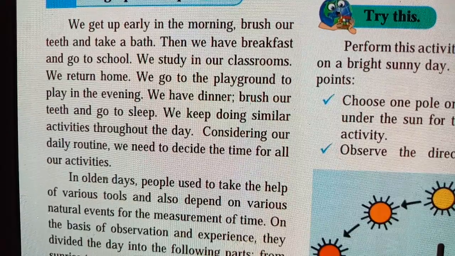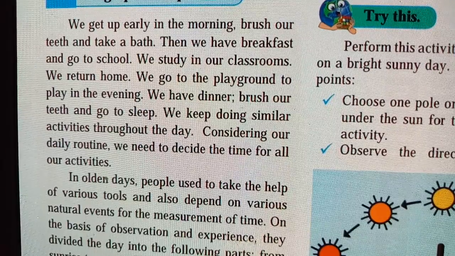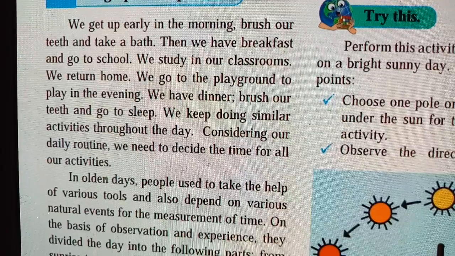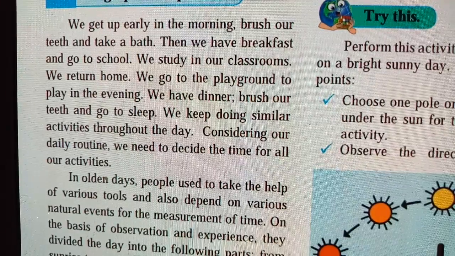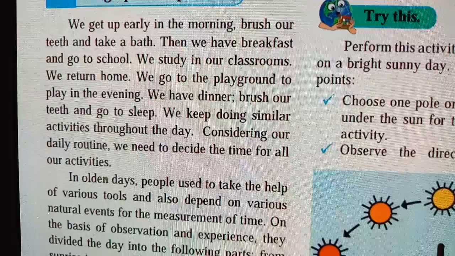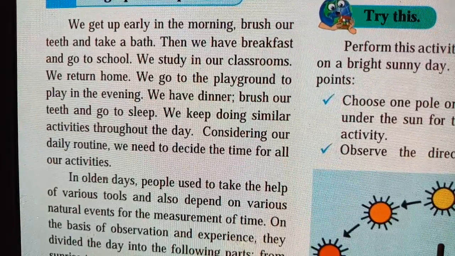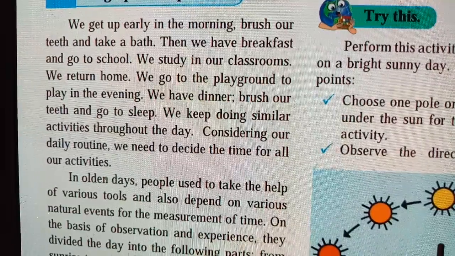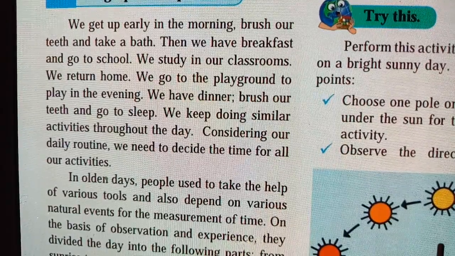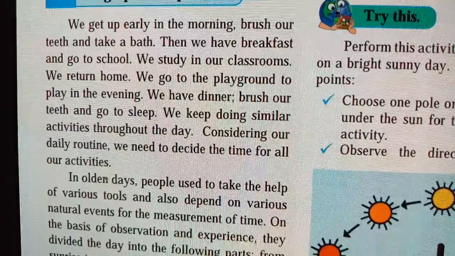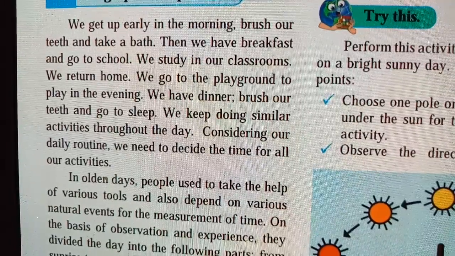We keep doing similar activities throughout the day. So we have different activities in a day. Considering our daily routine, we need to decide the time for all activities. As you all know, when we are doing some work, we keep a record, deciding which activities we have to preserve or write down. What are the activities we are doing throughout the day?